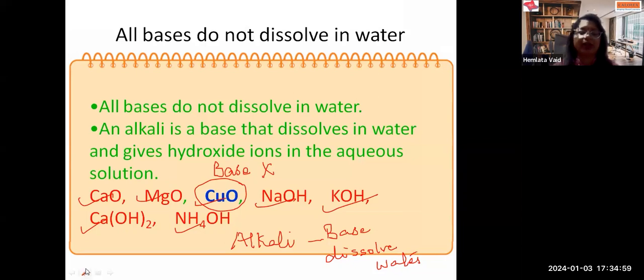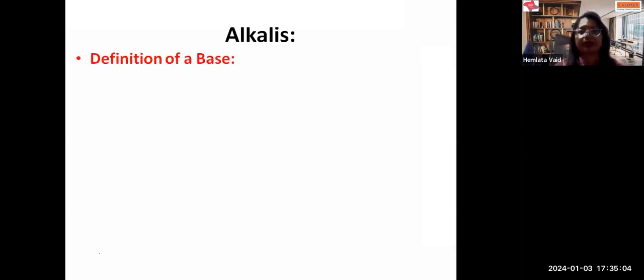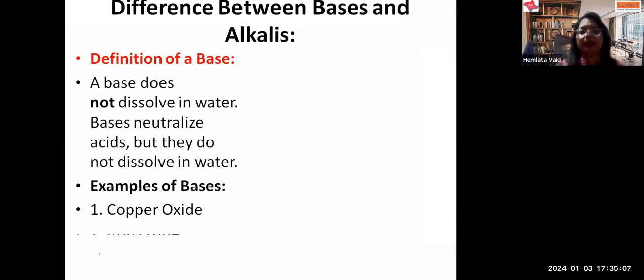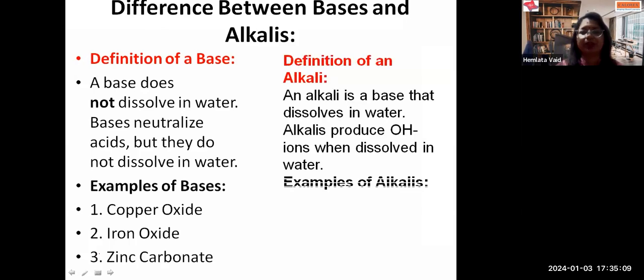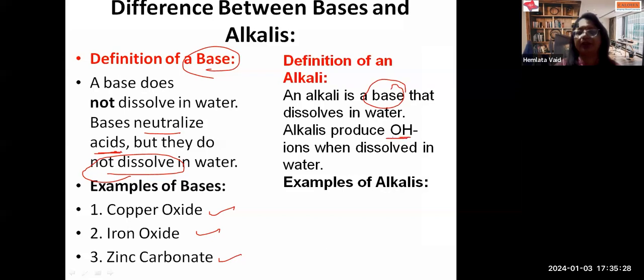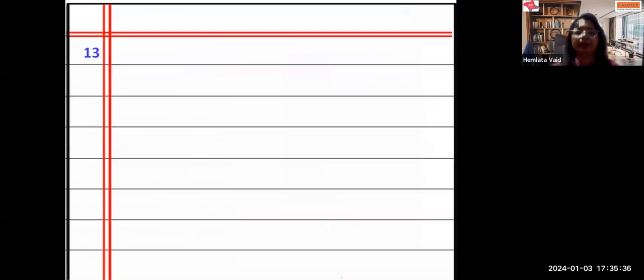Rest all properties are the same. Okay, so you can have a question asking you the difference between base and alkali. This is one point of difference between them. Bases are the substances which neutralize the acid, but they do not dissolve in water. Copper oxide, iron oxide, zinc carbonate, they all are bases. But alkali is a base which dissolves in water and produces hydroxide ions. NaOH and calcium hydroxide are the two examples given here. Okay.